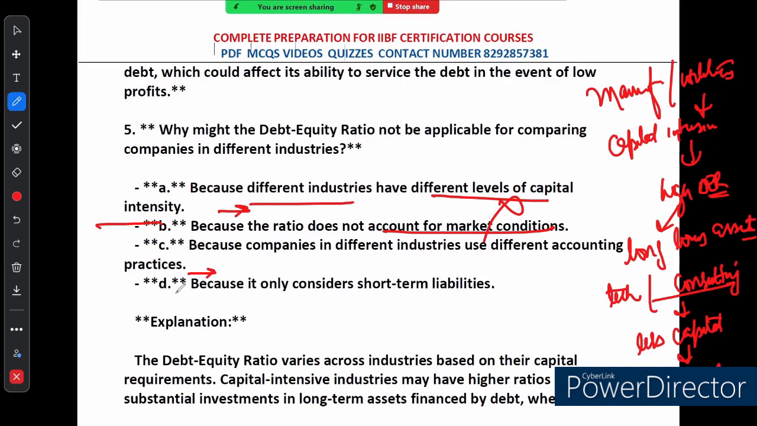Option D says because it only considers short-term liabilities. Actually, the debt equity ratio focuses on long-term debt, not short-term liabilities. So this option is also incorrect. What is the correct option? The correct option is option A.